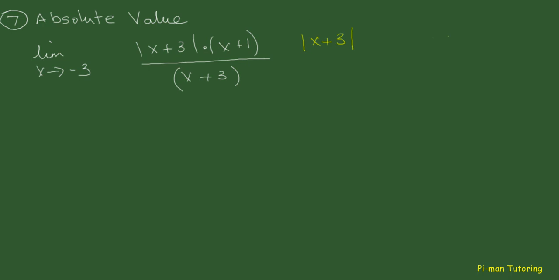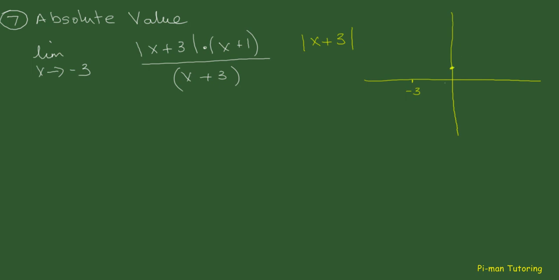So what does this function look like? Well, let's think about it. When x is -3, x plus 3 is going to be 0. We're going to get 0 divided by 0. So the function does not exist at -3. When x equals 0, we're going to have 3 times 1 divided by 3, so the function will equal 1.